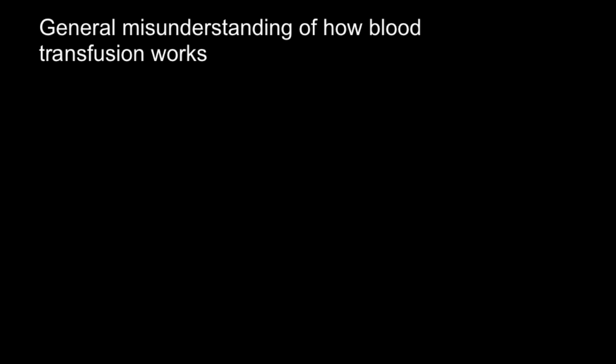In this video I'm going to talk about the general misunderstanding of how blood transfusion works. In the ABO blood group system, as far as you know, there are four phenotypic blood groups: blood group A, blood group B, blood group AB, and blood group O.